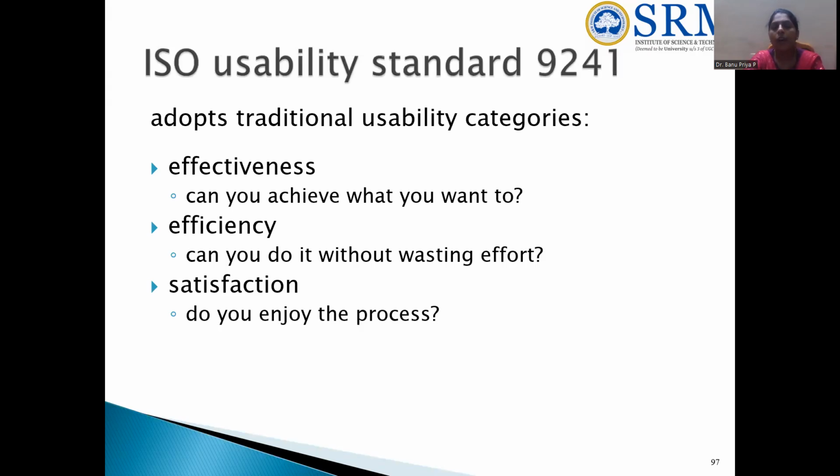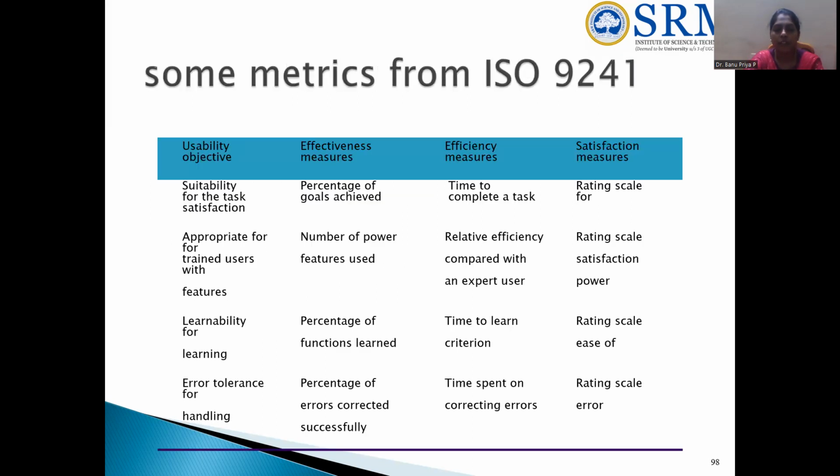So all the design should follow ISO usability standard 9241, which gives higher priority to effectiveness, efficiency, and satisfaction towards the product. Nothing but the usability objective: effectiveness, efficiency, and satisfaction. ISO has some metrics to be followed, and the percentages of all these are given by ISO in order to understand the usability and understand the error tolerance of handling the equipment.